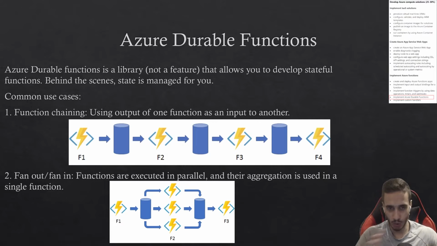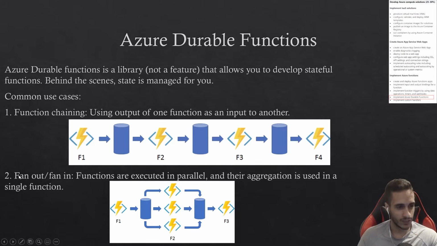Now, this will make more sense once I demo this, but the common use cases when you want to take state as an advantage is, for example, function chaining. With function chaining, you can use an output of one function as an input to another function. Essentially, you need to store state with that, and with Azure Durable Functions, this whole process is made super easy.